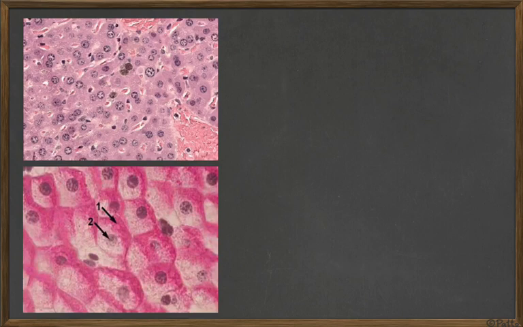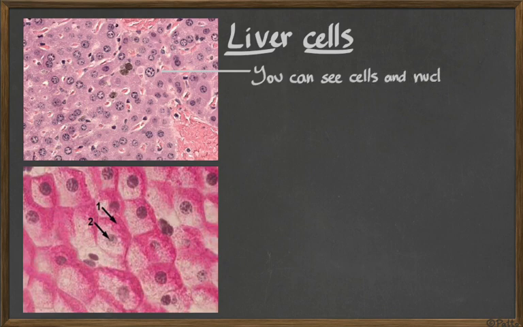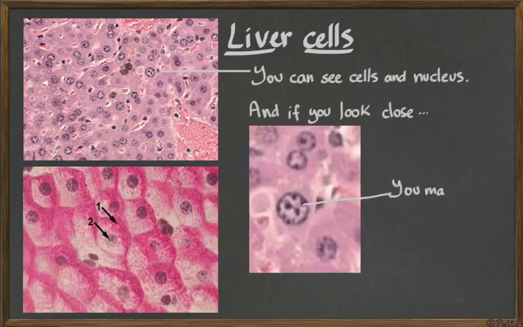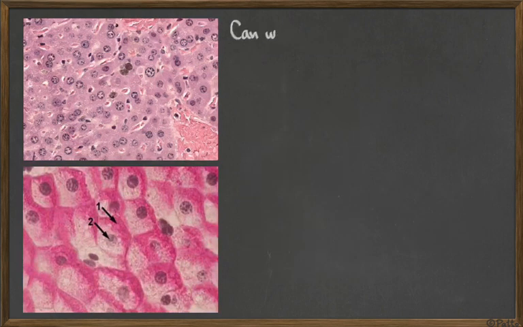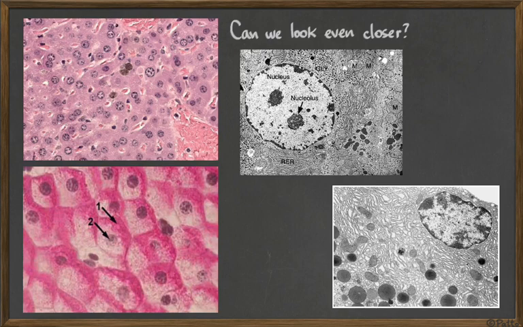Okay, here are a few images for you. We have there liver cells. There you can see the cell, you can see the nucleus, and if you look very, very close, you may even be able to see some clumps inside the nucleus. That's chromatin. So this here is magnified a lot for us to be able to see better these liver cells. And we can look closer here.